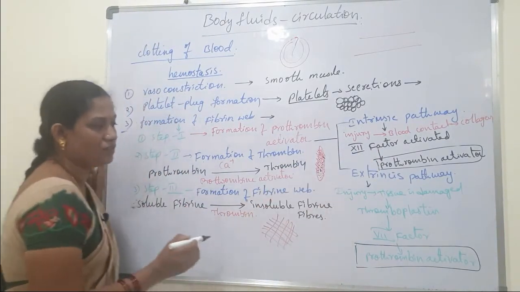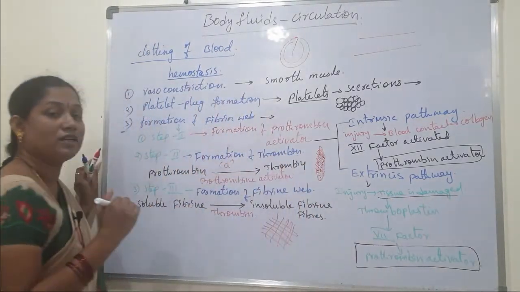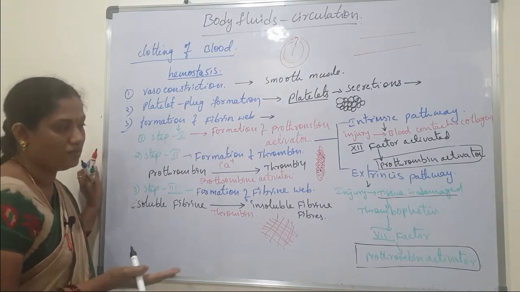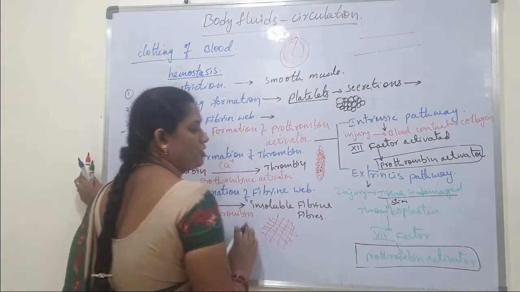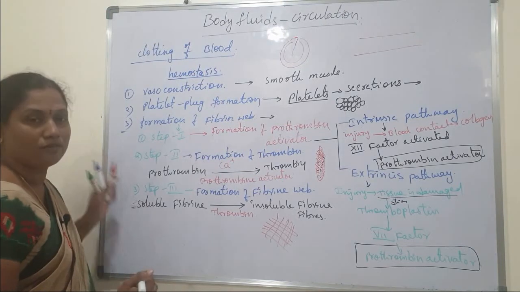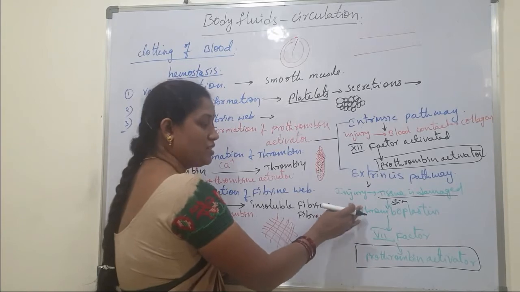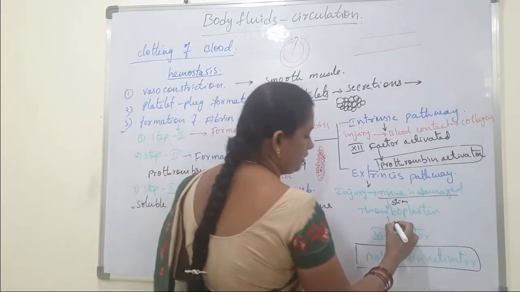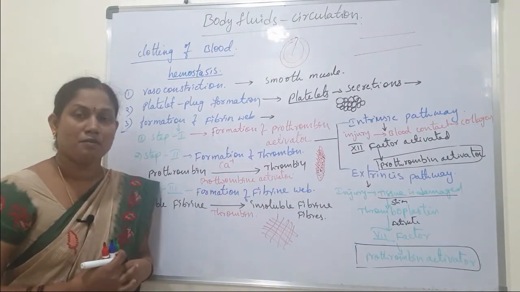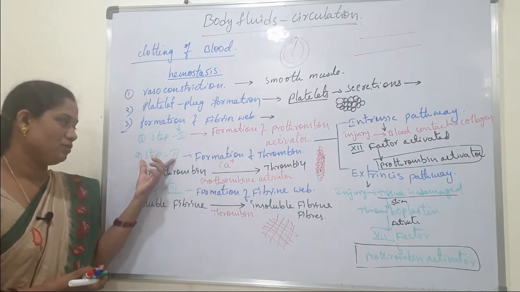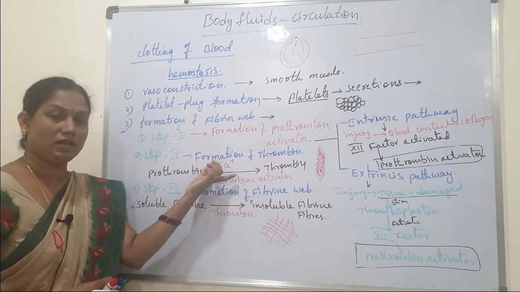Next, the extrinsic pathway means that if an injury takes place and the nearby tissue is also damaged, that tissue stimulates the production of thromboplastin. Thromboplastin activates the 7th factor, and that 7th factor produces prothrombin activator. Next, step 2, formation of thrombin: prothrombin is converted into thrombin in the presence of prothrombin activator and calcium ions.